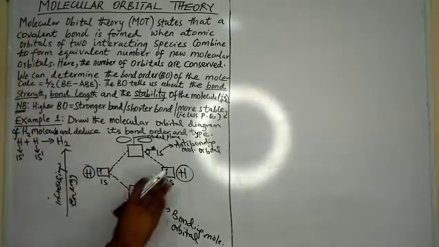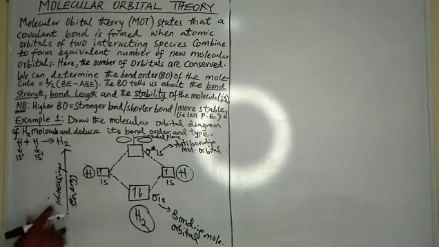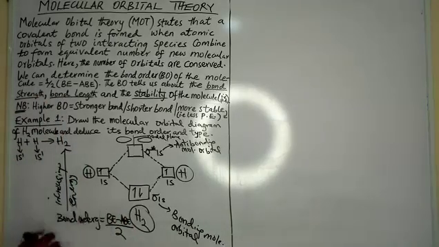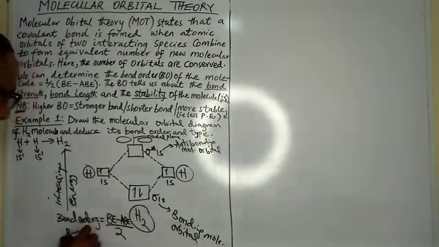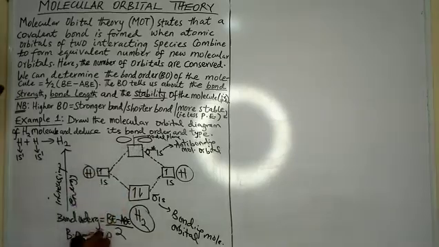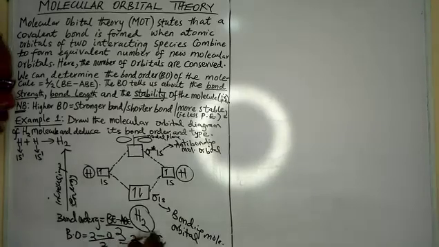Beautiful. The next thing we are going to do is to calculate what we call the bond order. To calculate the bond order: bonding electrons minus anti-bonding electrons, divided by 2. So you ask yourself, how many bonding electrons do we have? The bonding molecular orbital contains 2 electrons. So that is 2, minus the anti-bonding molecular orbital, which contains 0 electrons, over 2. So 2 minus 0 is 2, over 2. The bond order is 1.